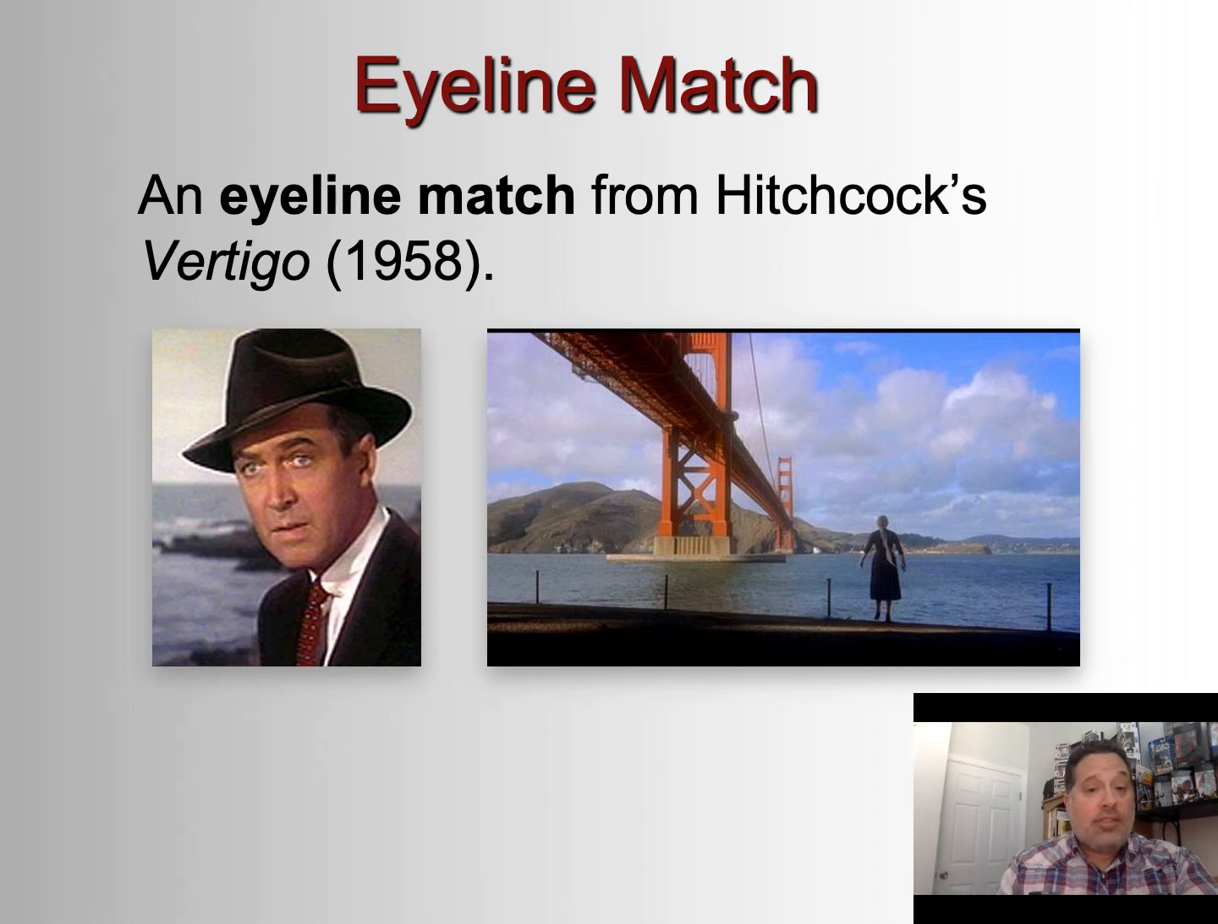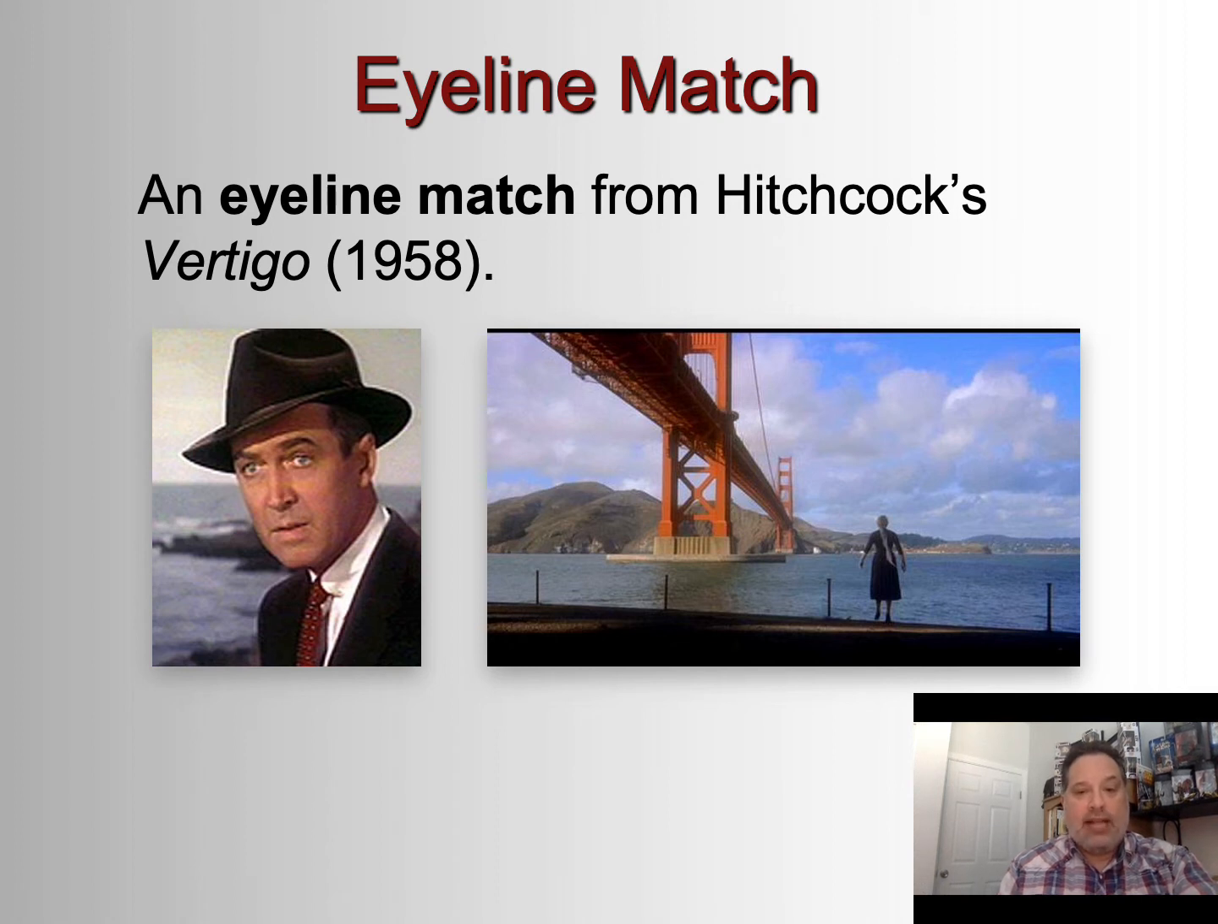And then an eyeline match, again, very simple. We've seen it many, many times, right? The first shot is of a character looking, and the next shot is of what the character is looking at. And that preserves continuity. We would be confused if we had a shot of a character looking at something, and then the next shot was of something that they weren't looking at.